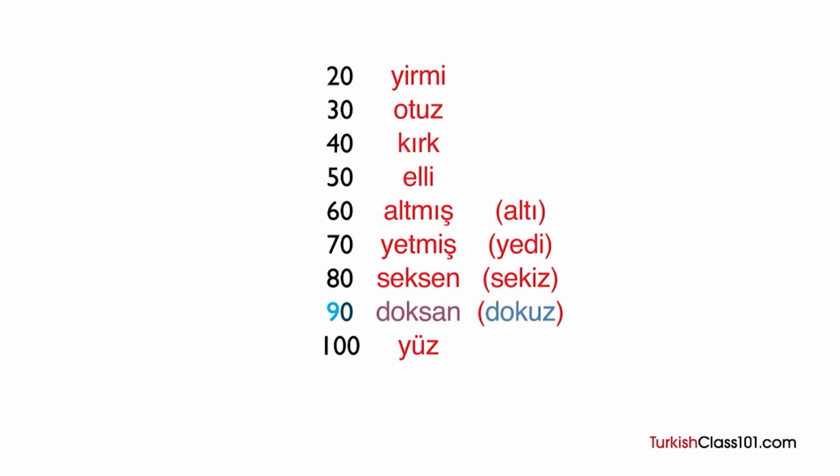9, 90. The last thing to learn today is how to form compound numbers above 10. This is also super easy. Take the tens and simply add the numbers you learned in the previous lesson.